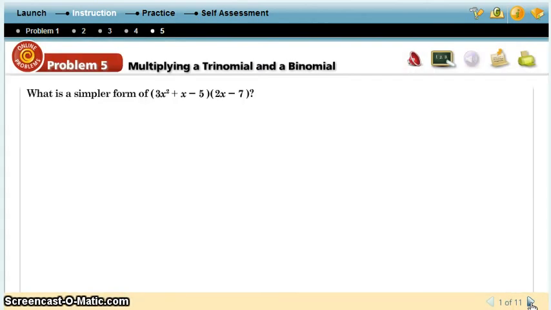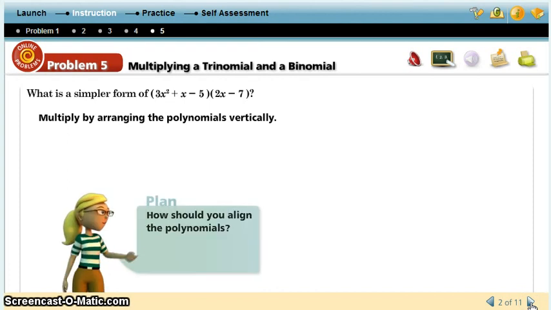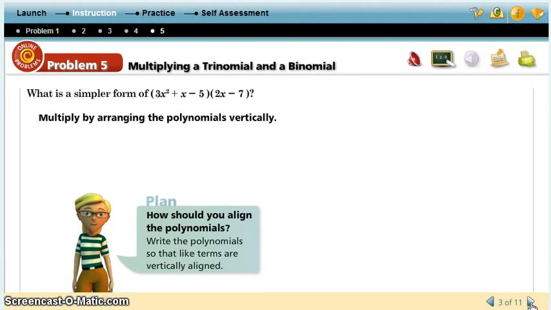In this problem, you will multiply a trinomial and a binomial. What is a simpler form of the trinomial 3 times x squared plus x minus 5 times the binomial 2 times x minus 7? Multiply by arranging the polynomials vertically. How should you align the polynomials? Write the polynomials so that the like terms are vertically aligned.